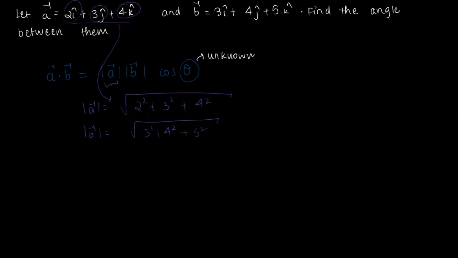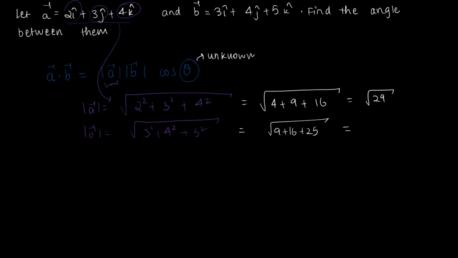This right here is equal to the square root of 4 plus 9 plus 16. That's equal to the square root of 29. And this here is equal to 9 plus 16 plus 25, all of that under the square root, and that's equal to the square root of 50.